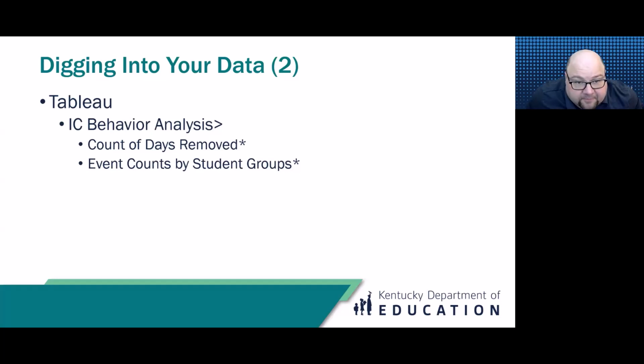So Tableau. Once you get in there, there are tabs at the top. You're going to look for IC behavior analysis. You remember what I said earlier about the asterisk? Those are the two most vital pieces in terms of your reporting. Count of days removed. Notice that's not total removals. Not total removals. The count of days removed. So if you're looking at in school and out of school, greater than 10, equal to or less than 10, you're going to be able to look. If you've got a kid trending towards manifestation, you're going to be able to see that here.